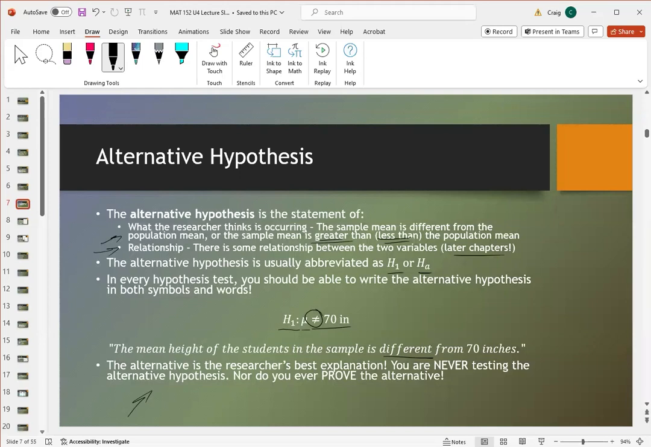You are not testing the alternative hypothesis. You're not going to prove the alternative hypothesis. You're not going to prove anything with statistics. You're just going to show whether things are likely or unlikely to happen.